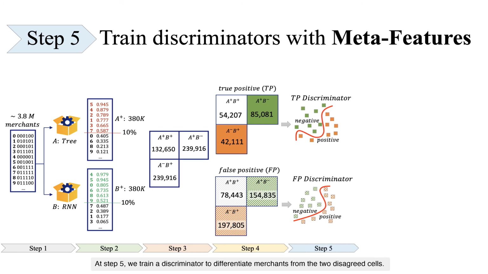At step 5, we train a discriminator to differentiate merchants from the 2 disagreed cells. This is the learning part of the framework.